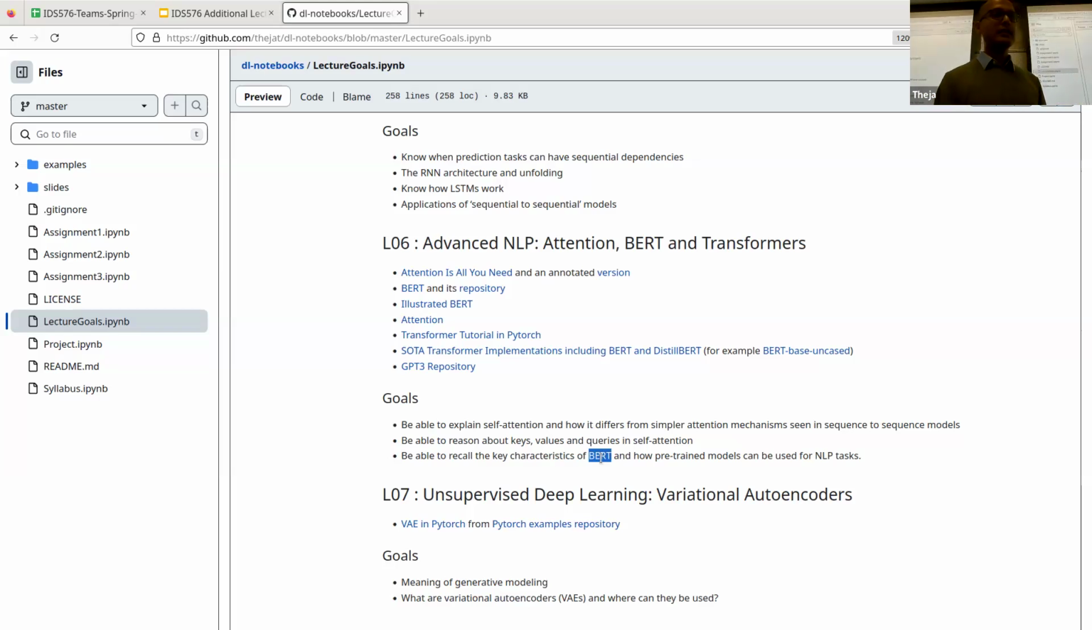Okay, so that's the goal. So to appreciate encoder-decoder attention, self-attention, and some extra vocabulary like keys, queries, and values, and then finally this notion of stepping away, or getting the next generation of pre-trained NLP models. Okay, so with that, let's actually jump into our slide deck.